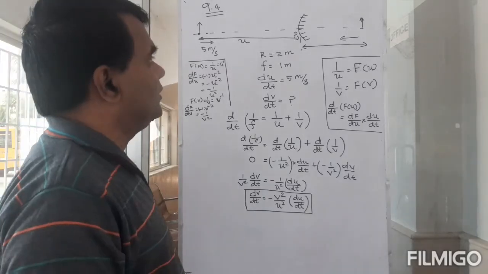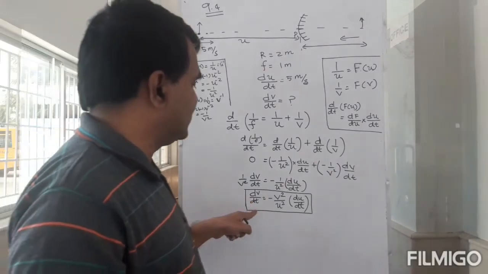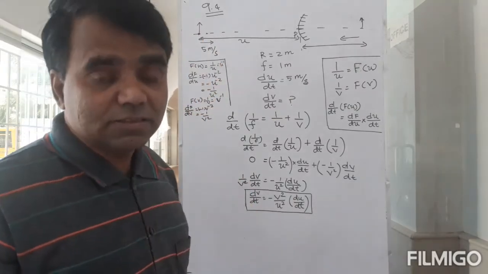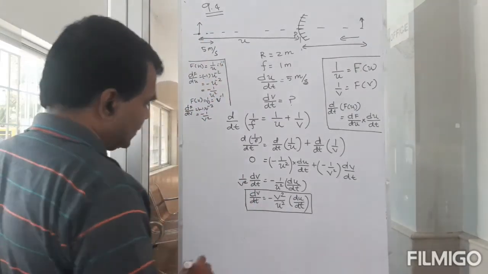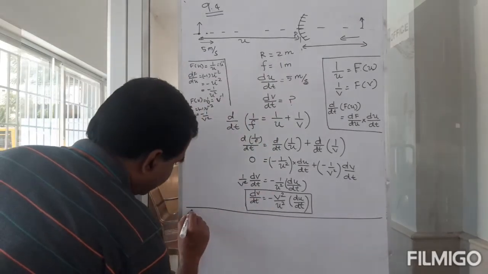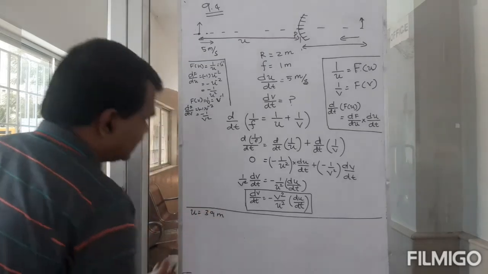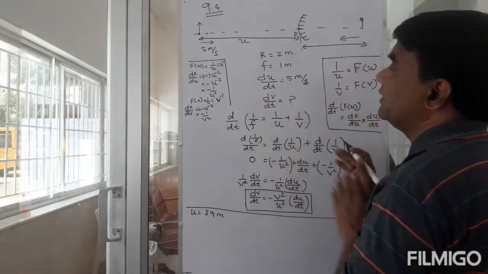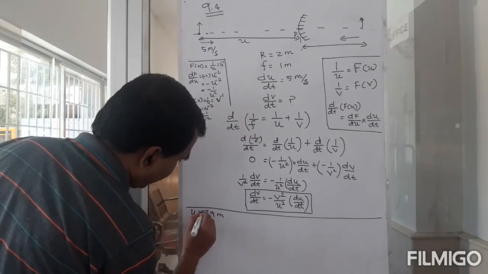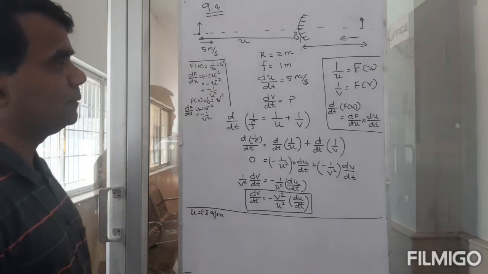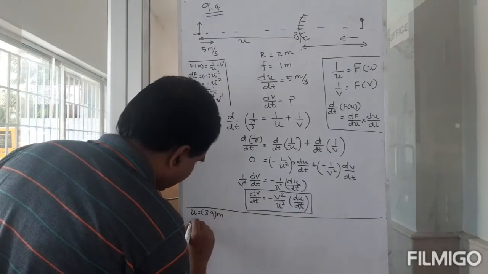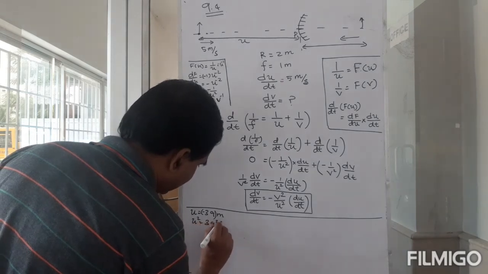Now, the question is, what is the speed of the image when your u is 39 meters? The first piece. When you say u is 39 meters, it's minus 39, right? Always. It's minus 39 meters. But u squared will become 39 squared, so u squared is going to be simply 39 squared.